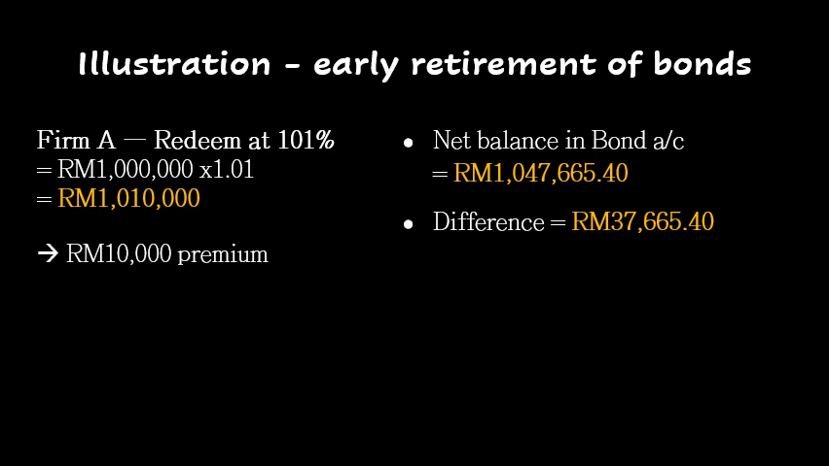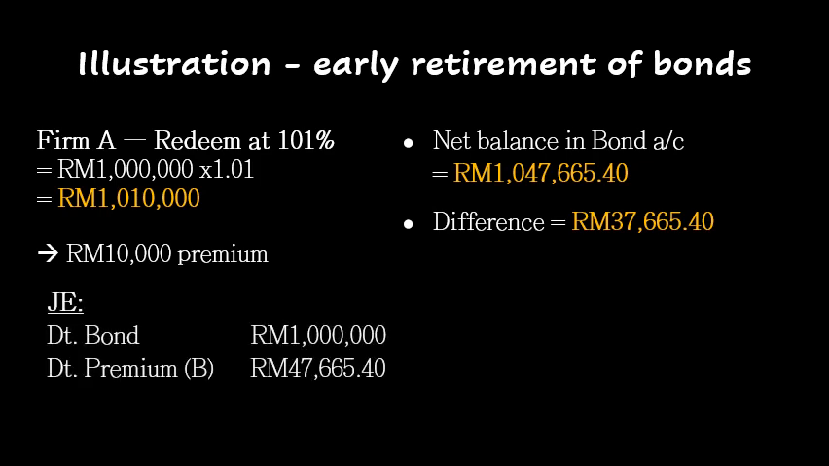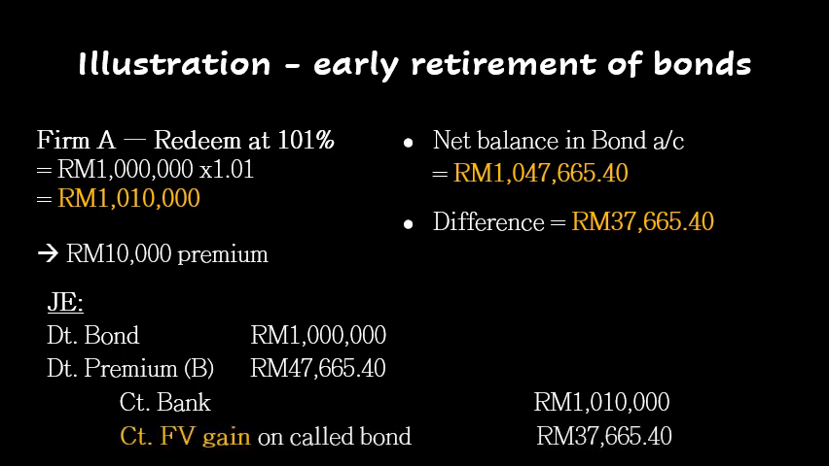The journal entries will then be derecognizing the bond at its carrying amount together with the premium, recognize the payment to bondholders of 1,010,000 ringgit, and recognize the gain on called bond of 37,665 ringgit and 40 cent.